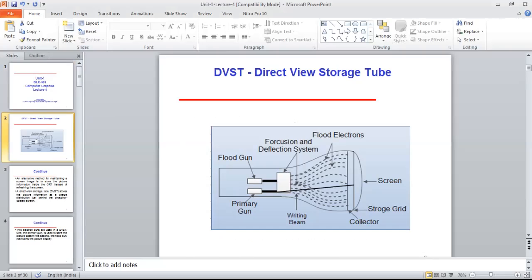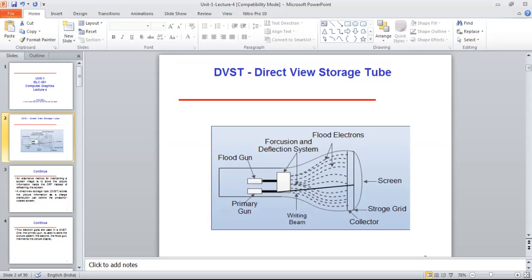So now we start from the direct view storage tube. What is this? In case of the direct view storage tube, we consider the flood gun and the primary gun. There is also the writing beam and the focusing and deflection system.